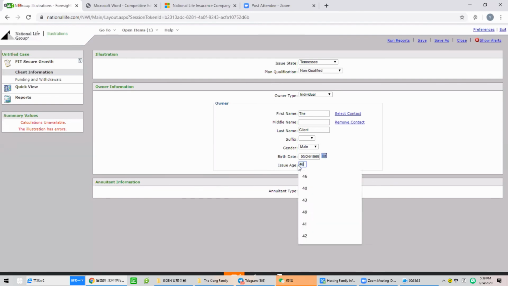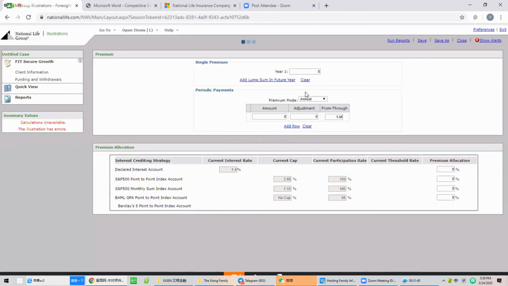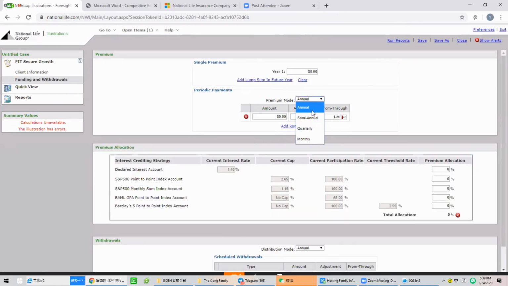So if we have a 46-year-old client, female, it's going to ask you in the funding and withdrawal section how much to contribute. So you can actually specify. And what you want to do is, if they have any rollovers, any old 401ks, this is where you would input that information. So let's say that they have a 10,000 rollover.